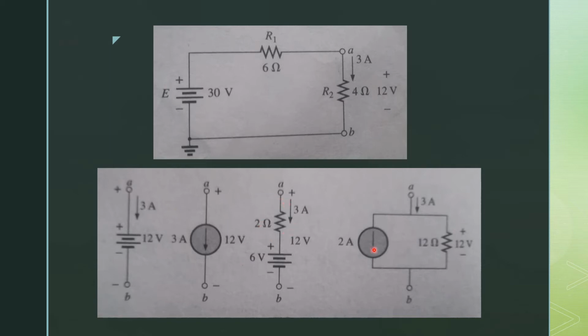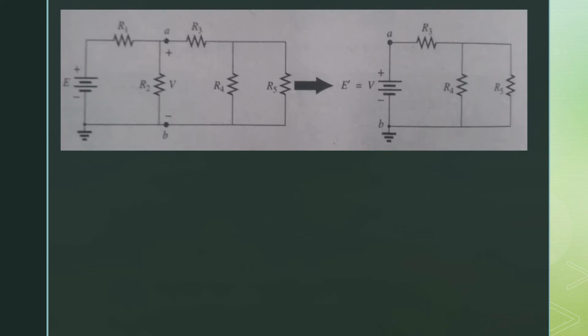or you can replace this branch with a current source in parallel with a 12 ohm resistor with the voltage of 12 volt. So you can replace this A and B point with any of these circuits, and you will get the same result. This is basically the substitution theorem.